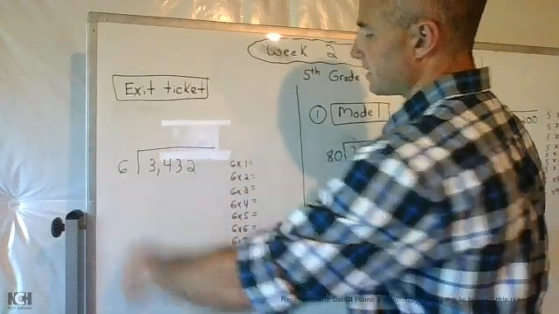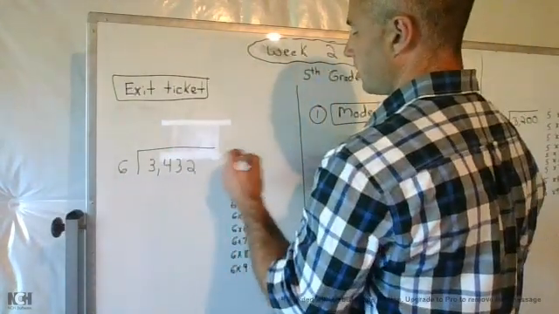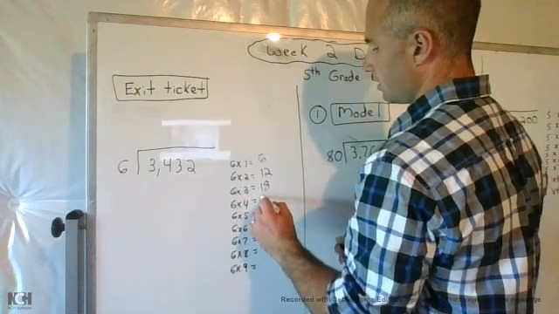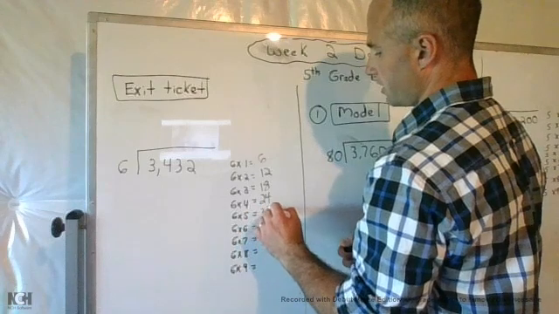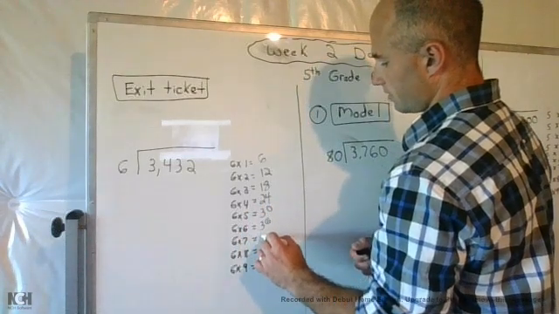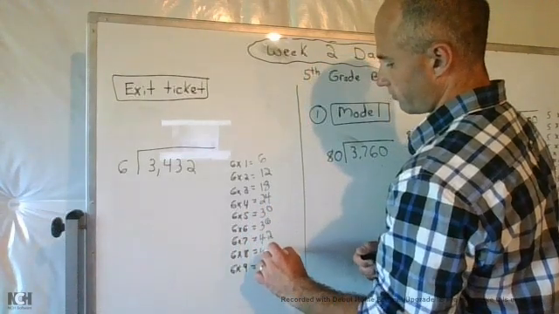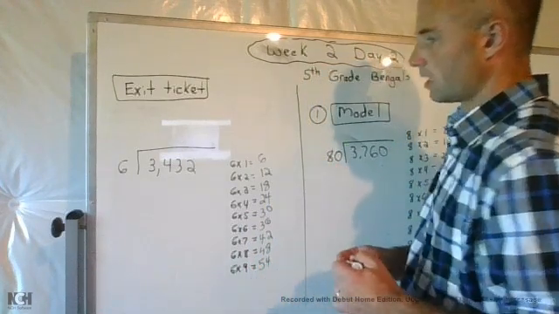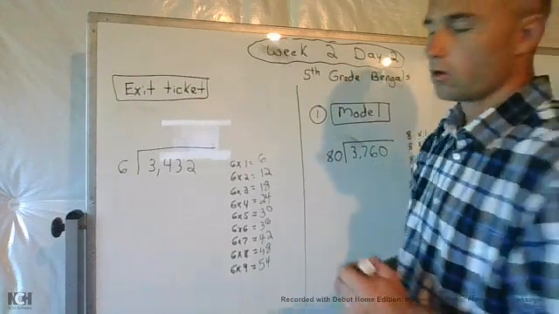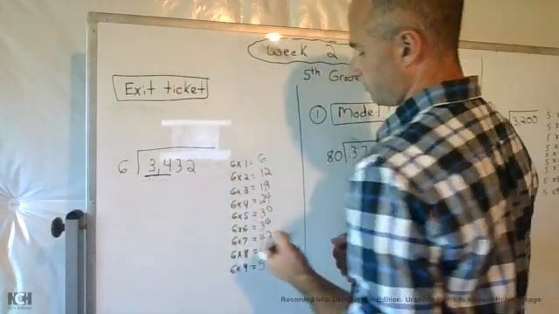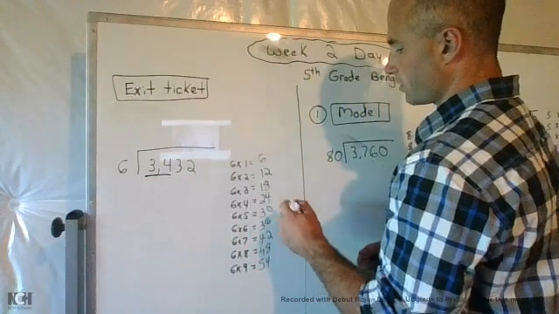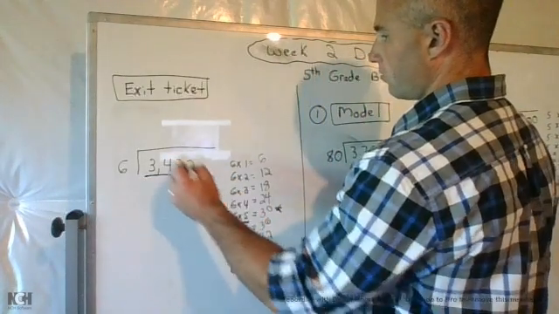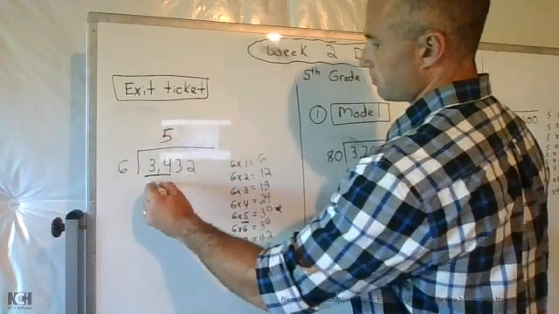3,432 divided by 6. So I'm going to do my 6 times table. 6, 12, 18, 24, 30, 36, 42, 48, 54. How many 6s will go into 34? So the closest I can get to is 30. And that goes in 5 times.